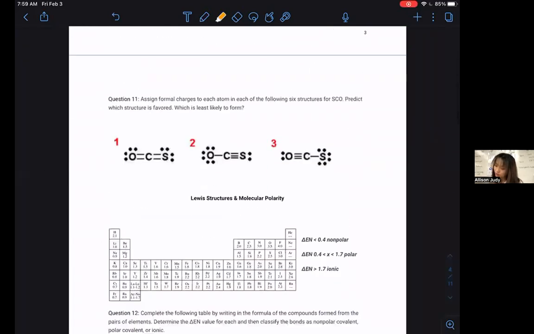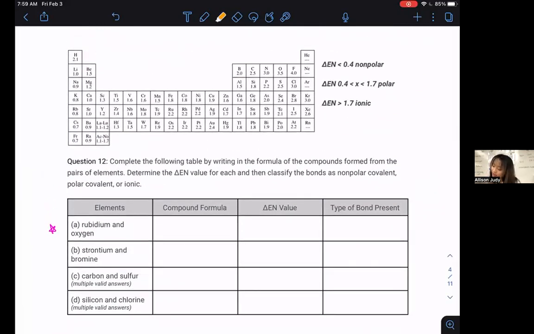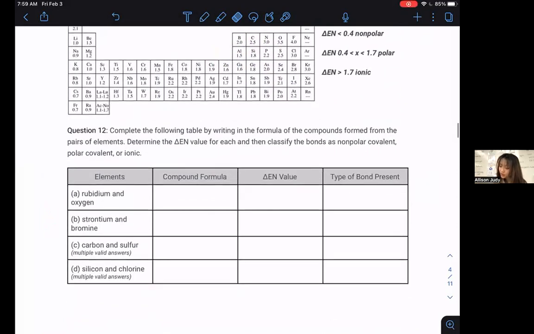All right, let's go ahead and move on to a little bit of polarity. Here we have the Pauling scale provided to you, and I say complete the following table by writing out the formula, determining the electronegativity value, and then classifying the individual bond as nonpolar, polar, or ionic. So for this, here we have the compound formula. We have rubidium and oxygen. Notice it is a metal plus a non-metal, which is usually characteristic of an ionic compound. So most likely we're going to get an ionic compound.